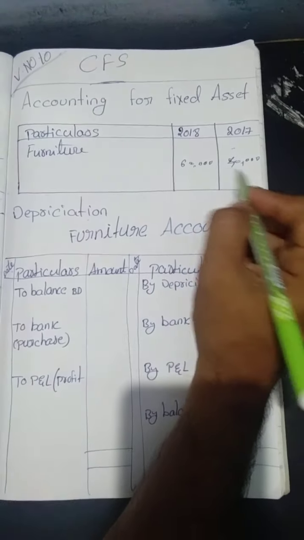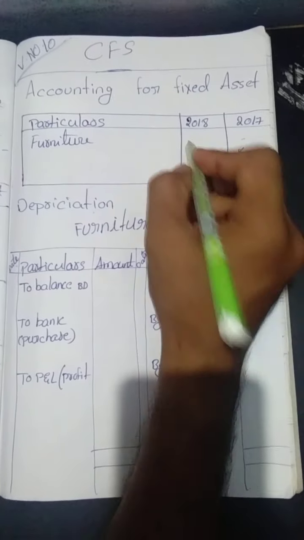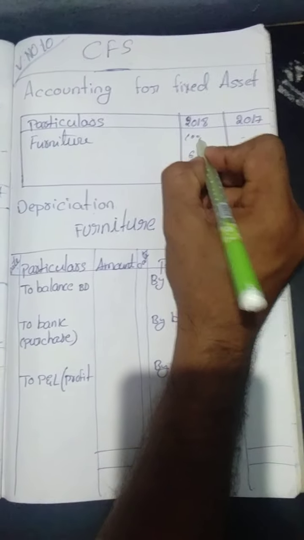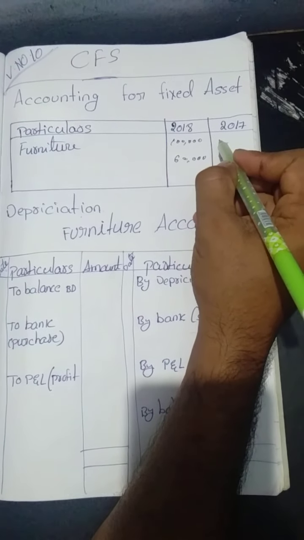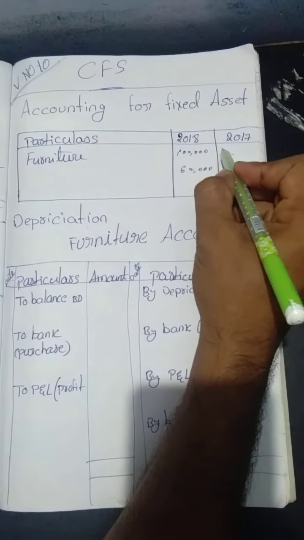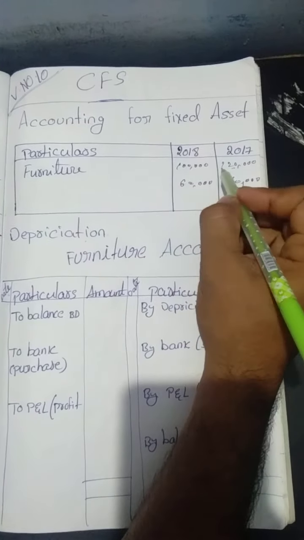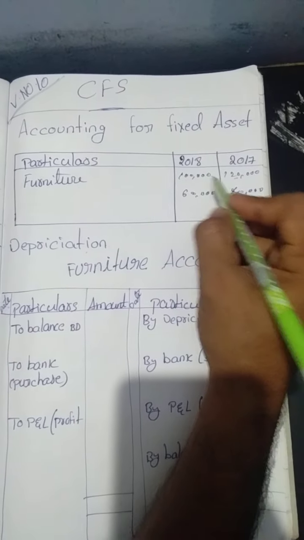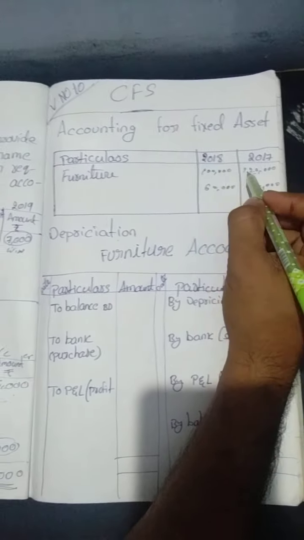Before, we took the remaining 20,000 as the depreciation amount, and the difference in the furniture amount, for example 1 lakh here and 1,20,000 there, we considered 20,000 as the sale of the asset. We considered it in that way.